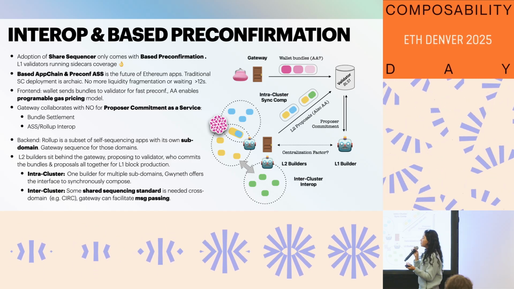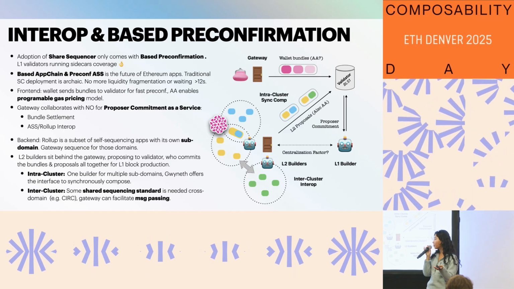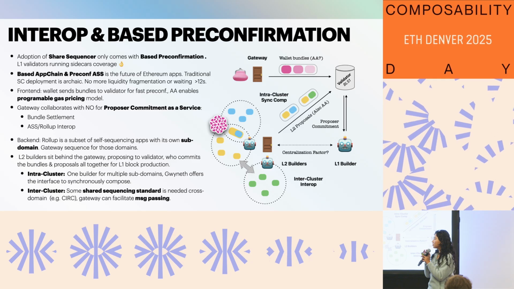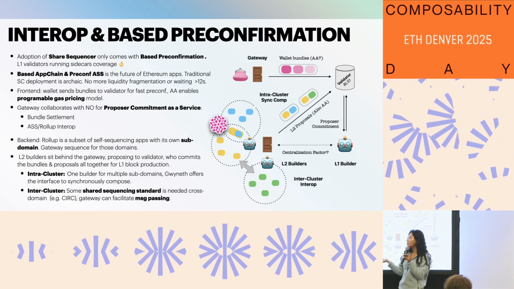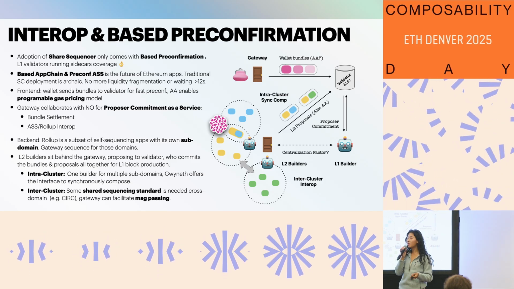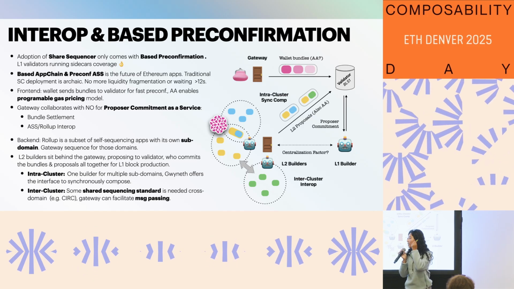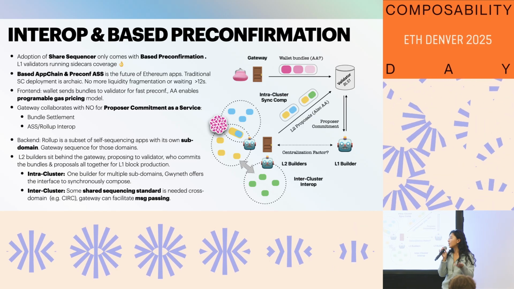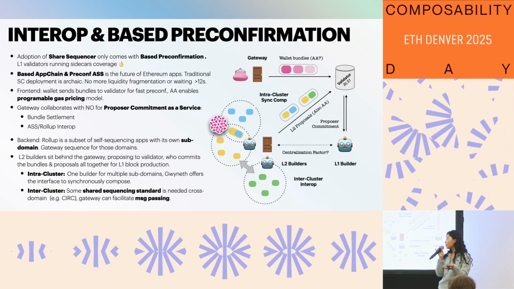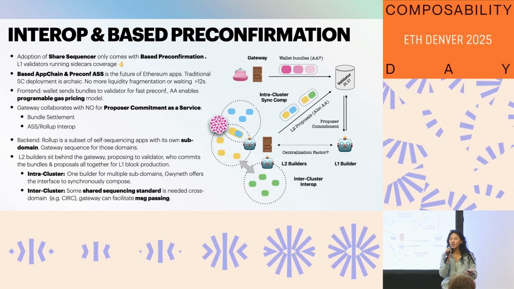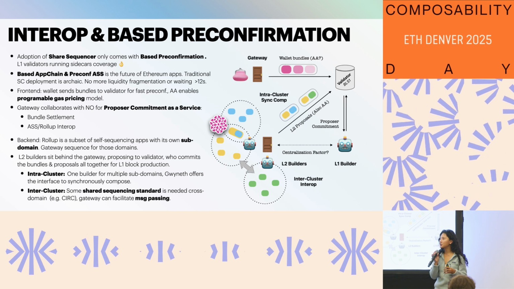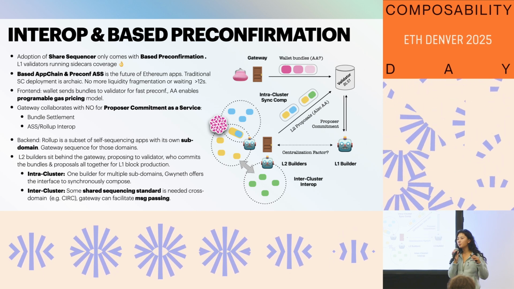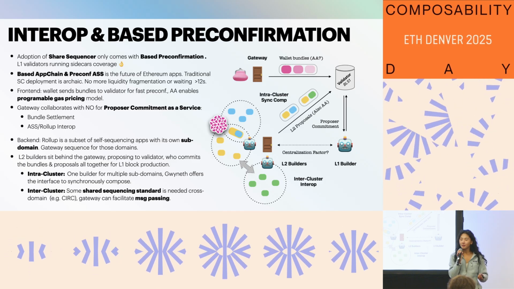And I think the gateway should collaborate with node operators for proposer commitment as a service. Specifically, that should include bundle settlement or AS or rollup-able services. And on the back end, in my view, a rollup is really a subset of a self-sequencing app within its own domain. If you think about it, an application on Ethereum L1 is something that lives in Ethereum's address space, so basically rollups are just a subdomain, right?